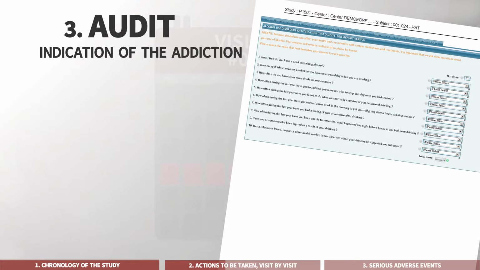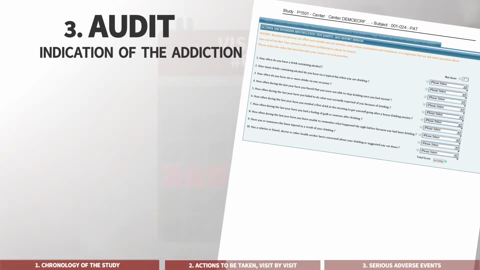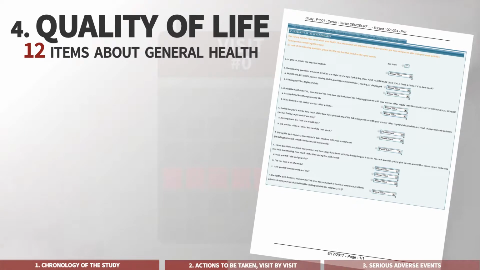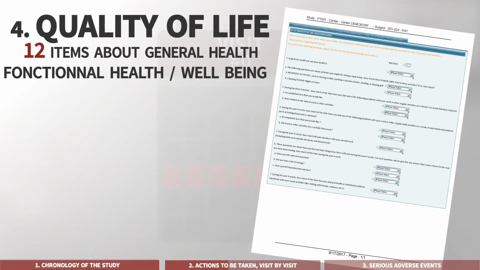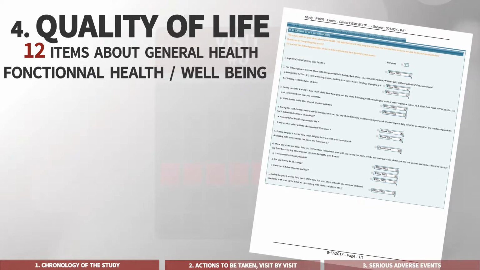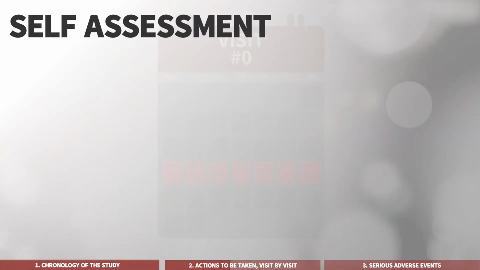Audit, which is used to give an indication of the severity of the addiction. The quality of life is a 12-item general health questionnaire. It determines functional health status and well-being of the patient during the past month. The patient should complete 4 self-assessment questionnaires.